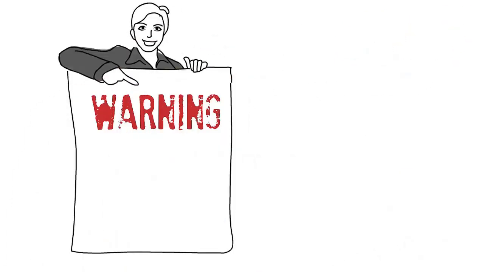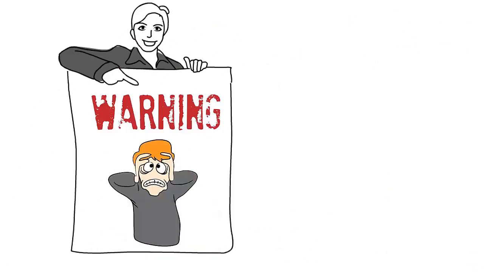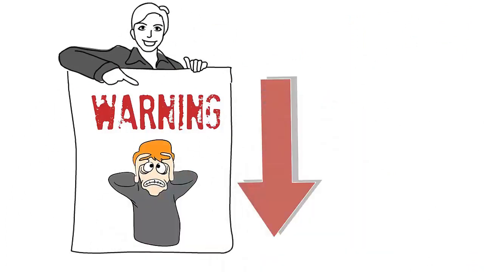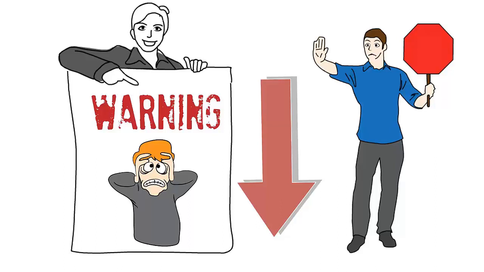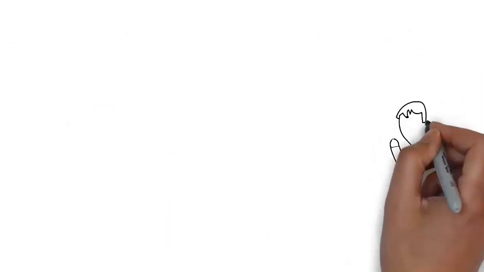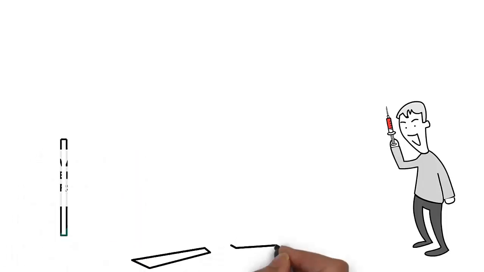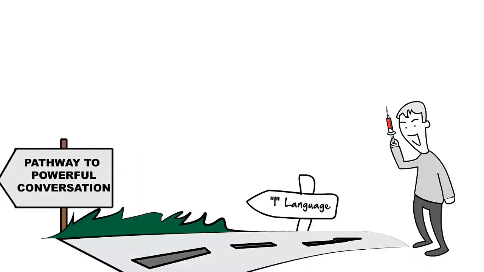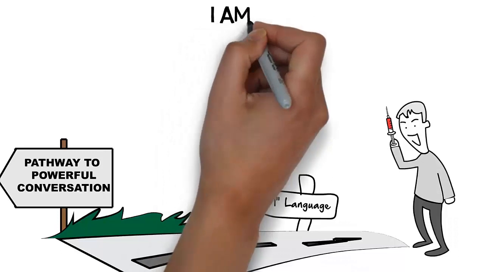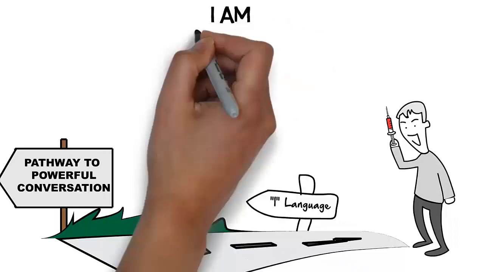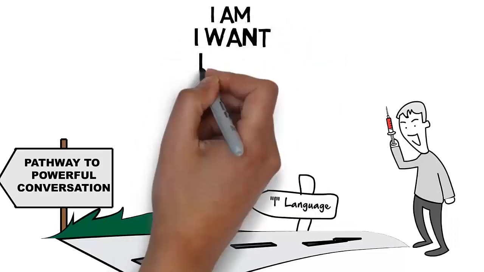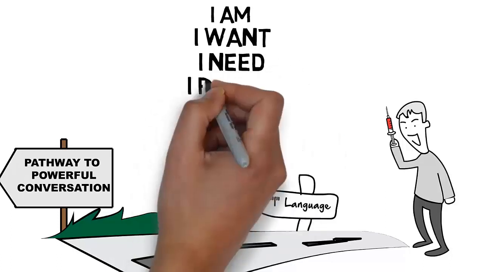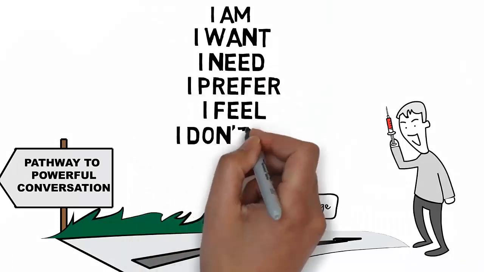Here is a word of warning. Even when using iLanguage, people can feel attacked. Using iLanguage will reduce the chance of people feeling blamed and reduce conflict. It won't eradicate it. Remember the inoculation lesson. iLanguage works really well when we inoculate heavily because it is the pathway to a powerful conversation. iLanguage begins with these words. I am, I want, I need, I prefer, I feel, I don't like.